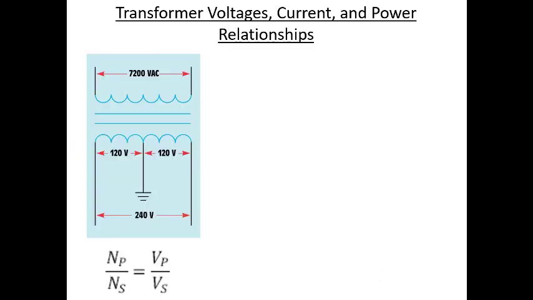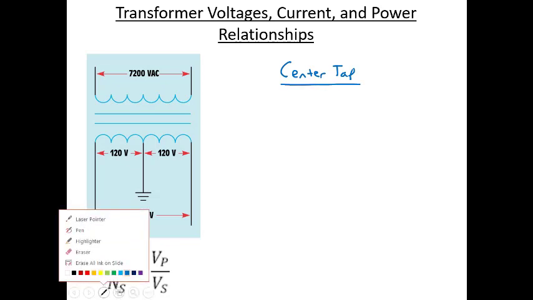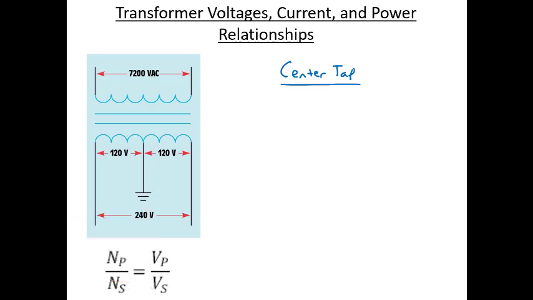The next one that we're going to look at is what we call a center tapped transformer. Center tap means that one of the taps is connected in the very center of the secondary. This is the center tap, and it's also grounded, which means that this is at 0 volts.